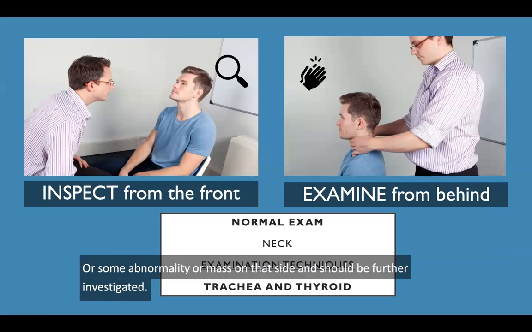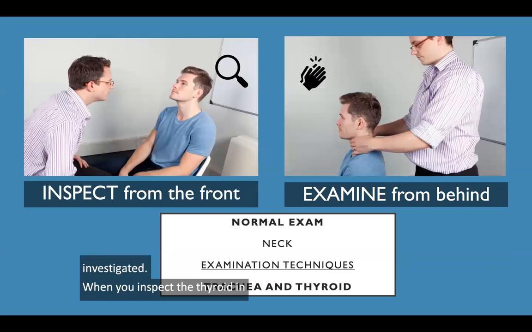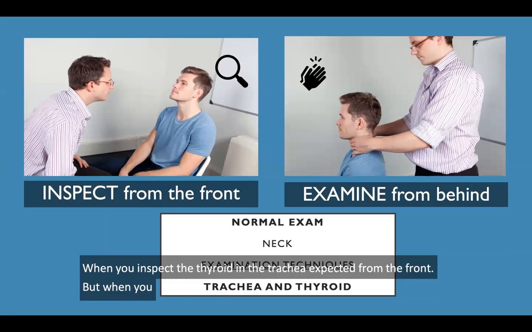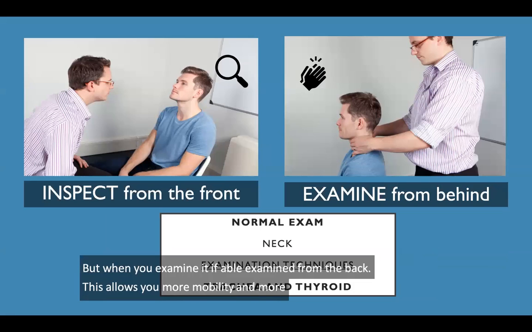When you inspect the thyroid and the trachea, inspect from the front, but when you examine it, if able, examine from the back. This allows you more mobility and more ease of application of symmetry for the neck.